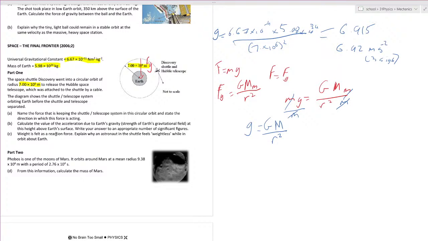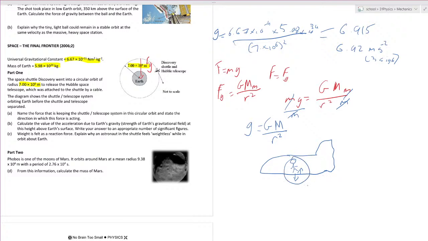Weight is felt as a reaction force. Explain why an astronaut in the shuttle feels weightless while in orbit about the Earth. Okay, so maybe I'll just draw a very bad shuttle, and we've got an astronaut in the shuttle. On Earth, he would have a weight force, and that weight force would cause a reaction force from the floor, which he would feel through his feet, and that's what he would feel.